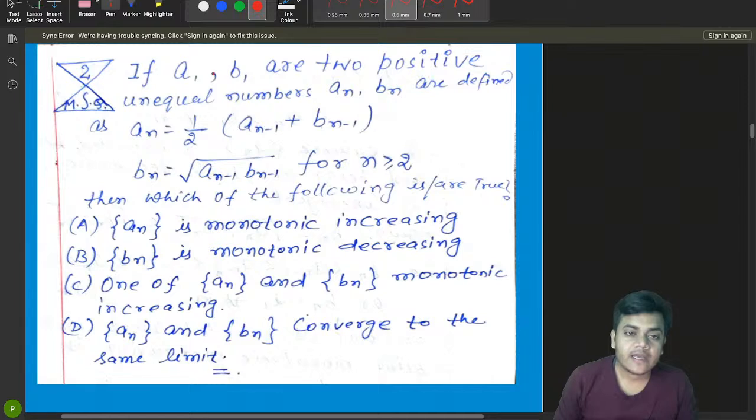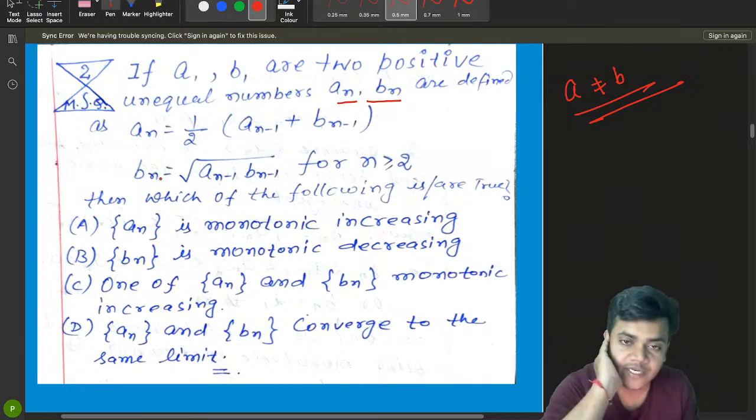You can see a and b are two positive unequal numbers. They are saying that a is not equal to b. Okay, an, bn are defined as, how is this an defined? an equals (a_{n-1} + b_{n-1}) over 2. So we can see the arithmetic mean of these two terms, and bn is equal to the square root of a_{n-1} into b_{n-1}. So certainly this bn is the geometric mean, for n greater than or equal to 2.